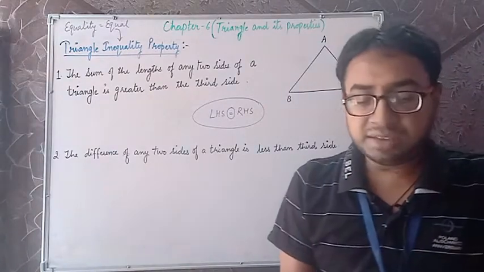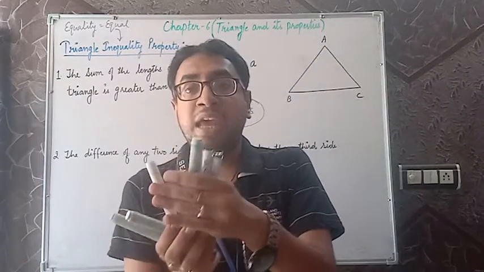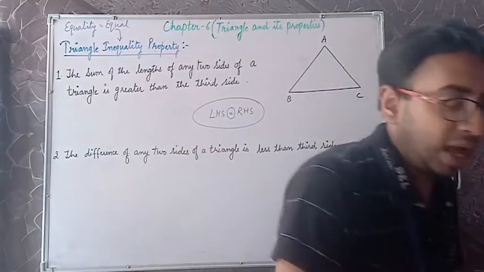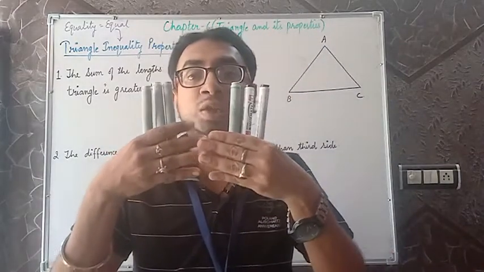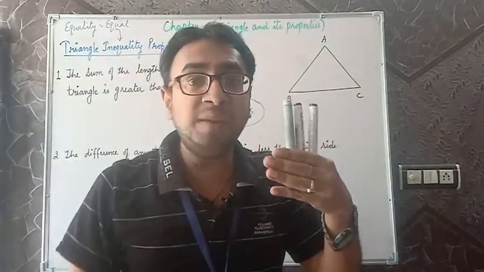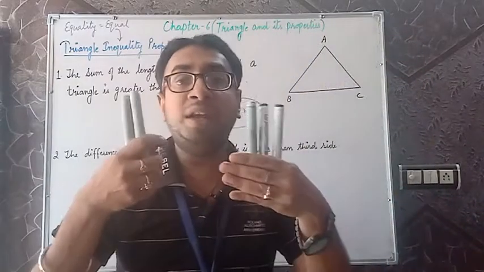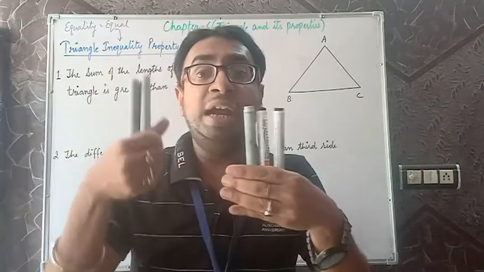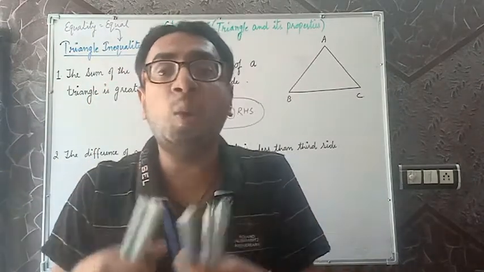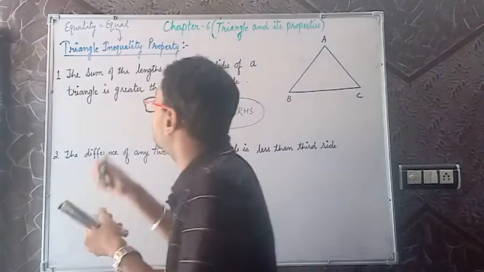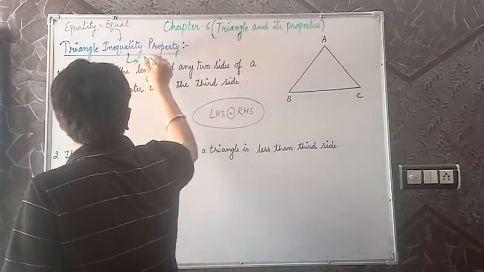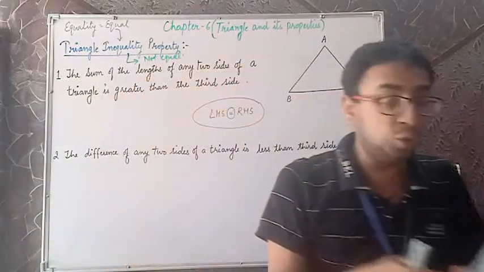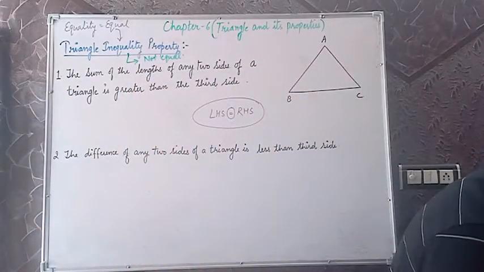Equality, for example, I am having markers with me. This side has 3 markers. This side also I am having 3 markers. What is this? This is called equality. But if I remove one marker from here, what does it become? It becomes inequality. Why? Because here 3 markers are there, here 2 markers are there. Inequality means not equal. Not equal means how to judge not equals? Let's study about that.